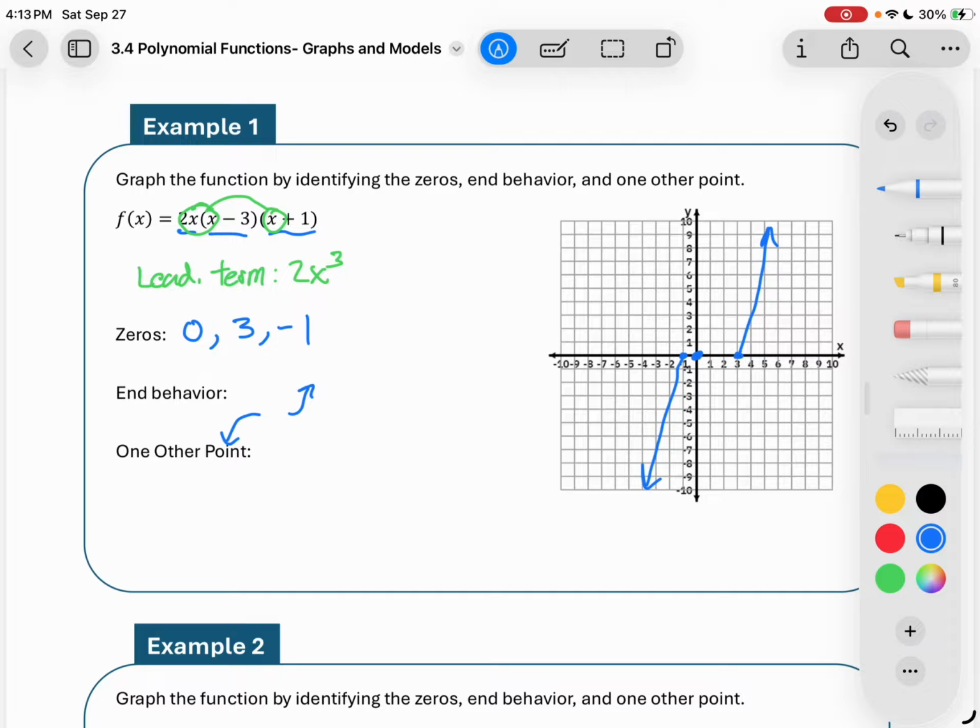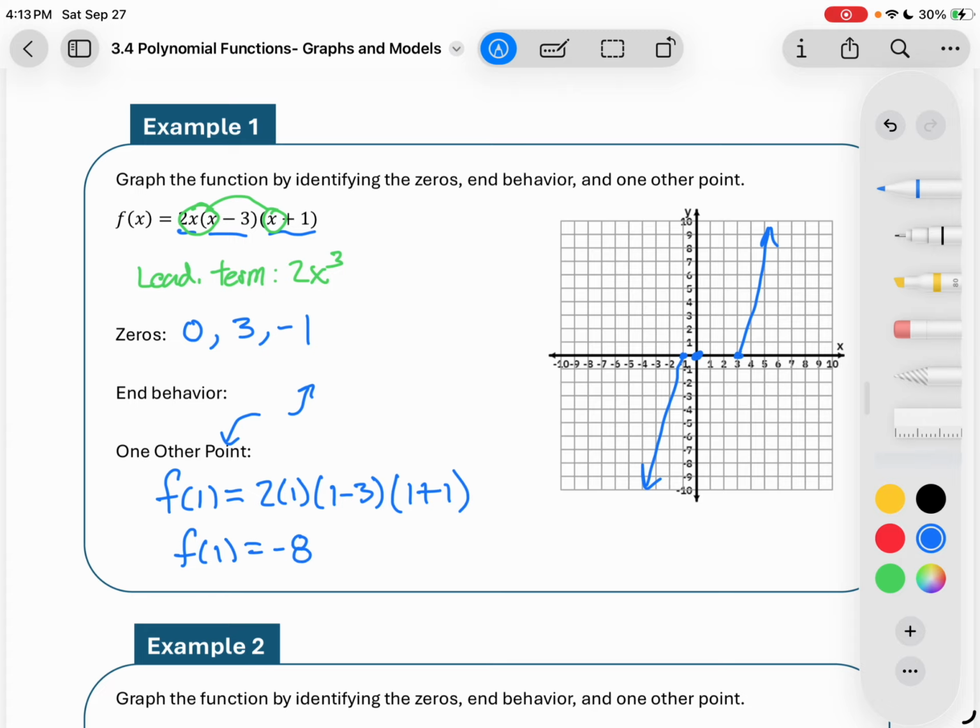And finally, on MyMathLab, it asks for one other point in order to help determine what happens in between everything. So you can just pick an x value and find what the y value is. I like picking easy ones, so I picked 0, or excuse me, I picked 1. You can't pick 0 because we know that the output is 0 there, since we have an x-intercept. So I picked 1, and that would be 2 times 1 times 1 minus 3 times 1 plus 1. And we get a result of negative 8.